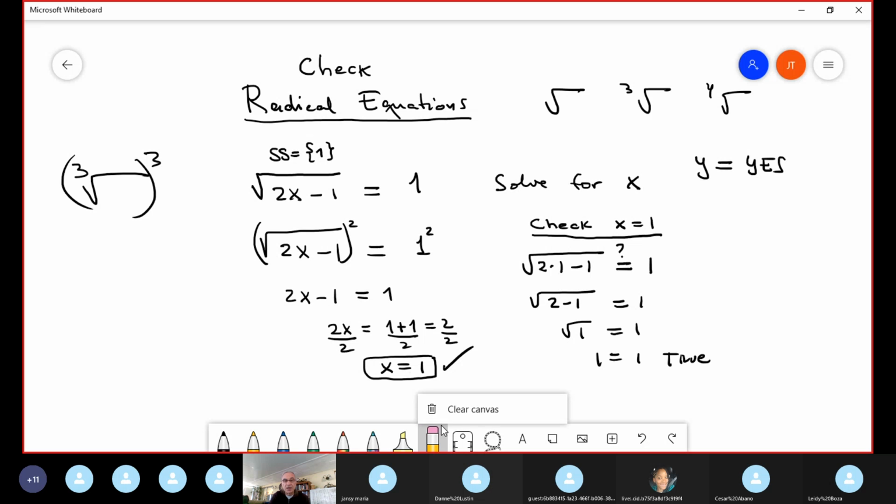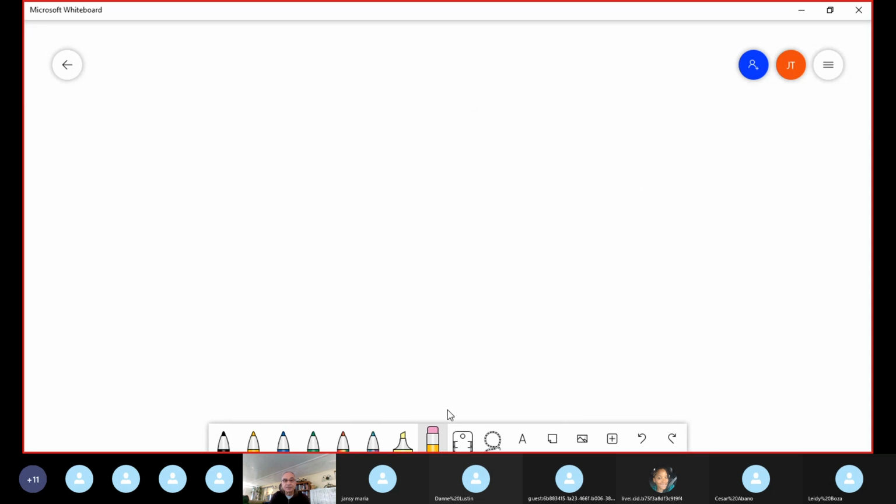Okay, let me clear the canvas. Suppose this example: square root of x plus 8, plus 12 equals x. This is given like that, this example. And the question is: solve for x.